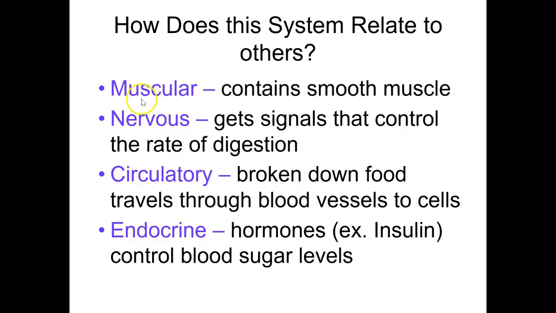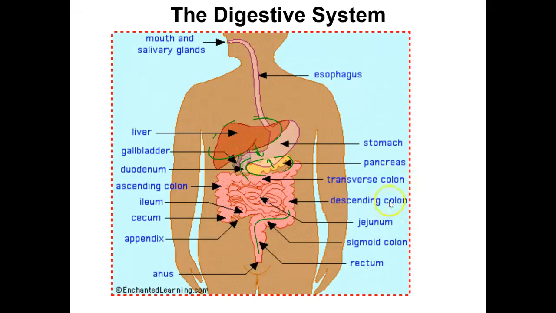This works with your muscular system because it's made of smooth muscle. Works with your nervous system because it gets signals that control the rate of digestion. Works with your circulatory system because broken down food travels through the blood vessels. And it works with the endocrine system because there's certain hormones like insulin that help control blood sugar. There's a picture of all the important organs.